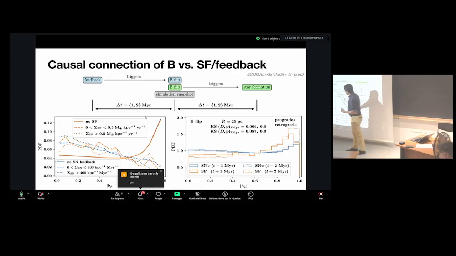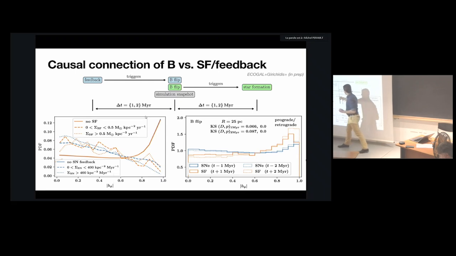And what I did now is I looked at a snapshot and investigated whether feedback that happened 1 or 2 or few megayears prior to my measurement time has something to do with the magnetic field flip, and vice versa. I take the field flip and check whether 1 or 2 or a few megayears later I see enhanced star formation there. So first, to understand that I understood the problem right, I did a proof of concept check with regions that have no star formation at all.